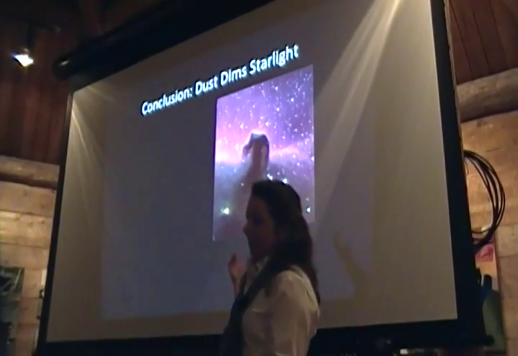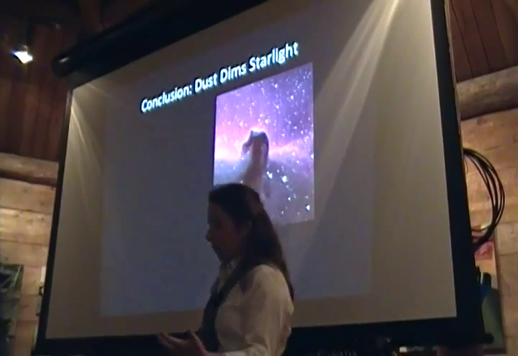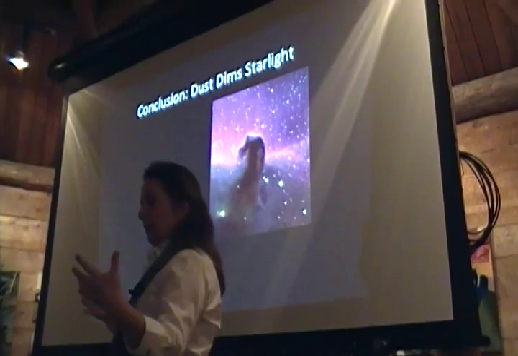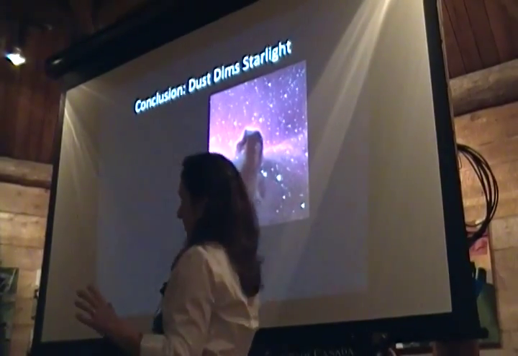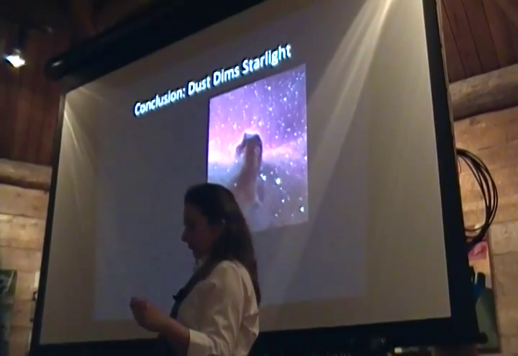So you may have been wondering about the horse here. And the horse is actually that there's dust in the way, and it's blocking the background starlight. So that's what makes it seem very, very dark there, is that there's this thick, thick dust in the way.